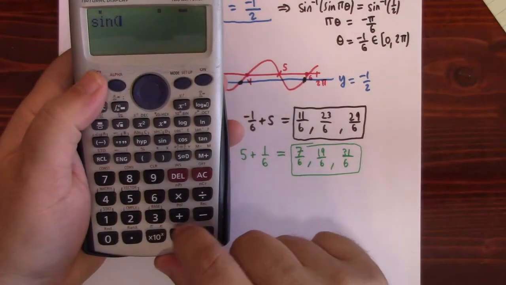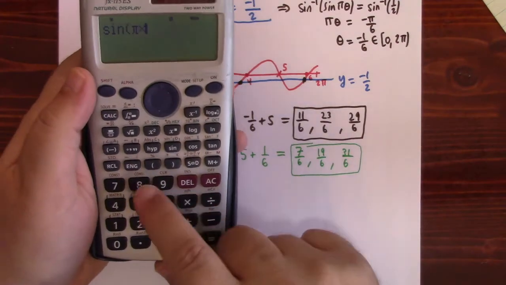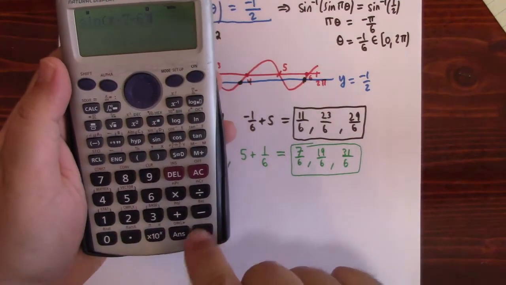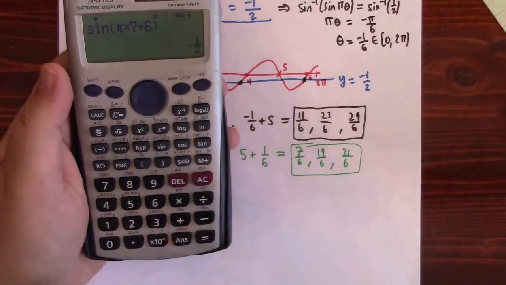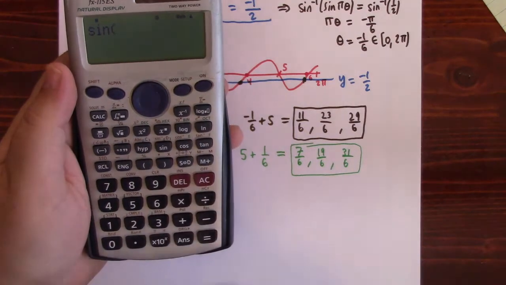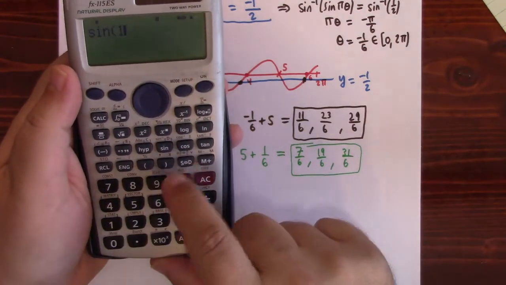Sine of pi times 7 divided by 6. I calculate the sine of that. Minus a half. Hey, look, it's a solution. Book is wrong. Book is wrong on the answer key here, my friends.